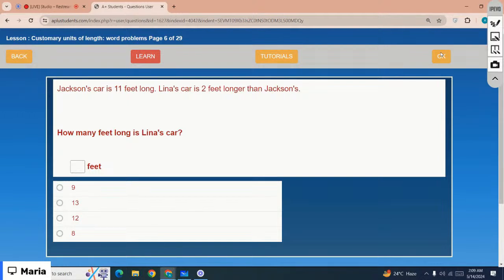Jackson's car is 11 feet long. Lina's car is 2 feet longer than Jackson's. How many feet long is Lina's car? So which is the correct option?